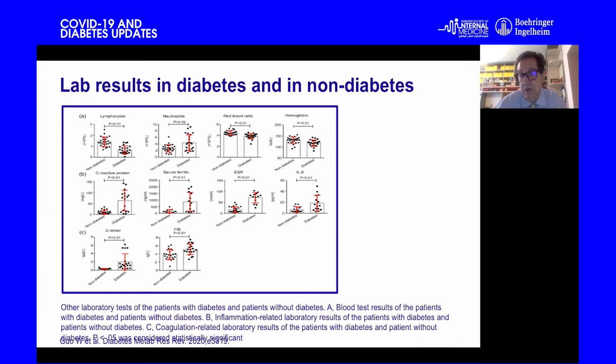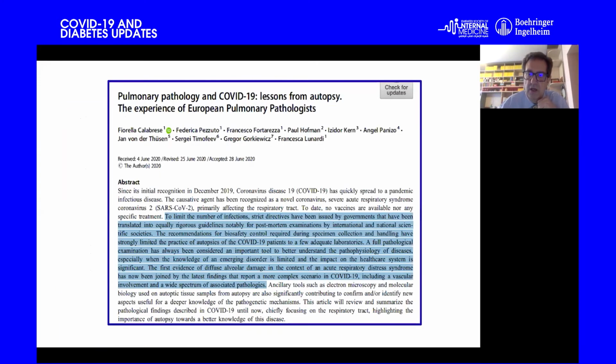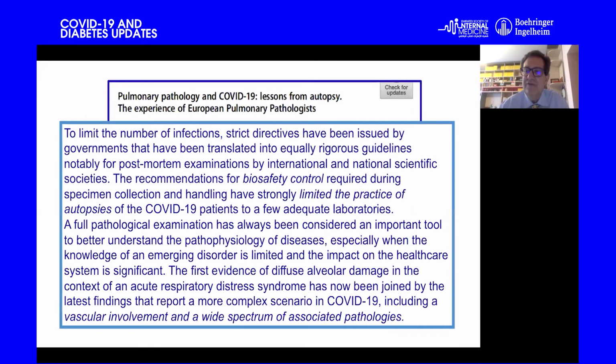leading to death. Well, you know how did we discover the role of thrombosis in COVID-19? We discovered it because some physicians decided not to follow the recommendation of the health authorities to avoid autopsies.